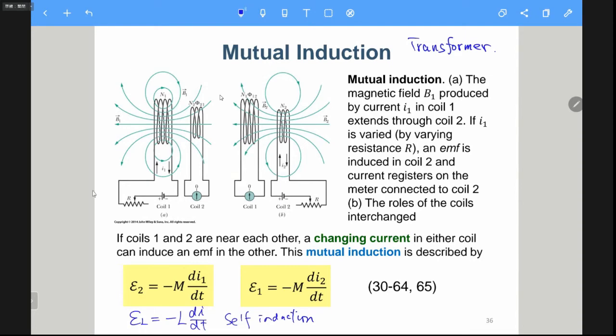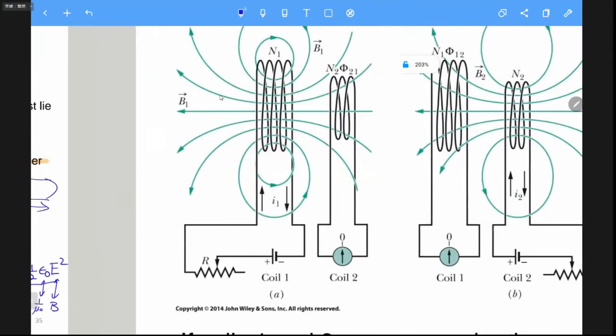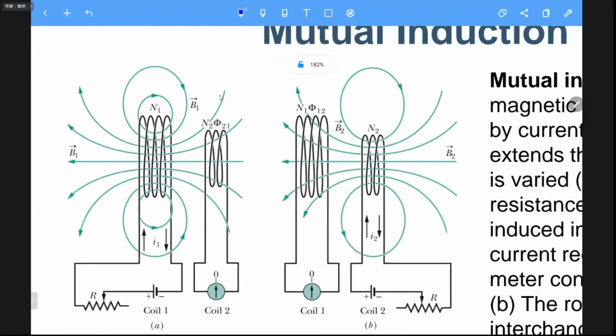So let's look at this left figure A first. Here we have a battery, we have a tunable resistance so that we can control the current here, and then this is an inductor. So this is an RL circuit. We can actually move this tip along this tunable resistor so that we can change the current here.